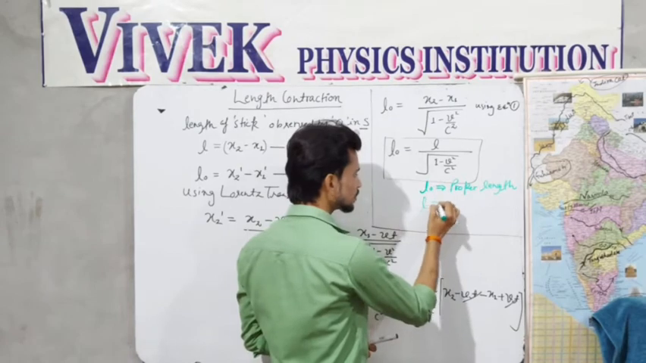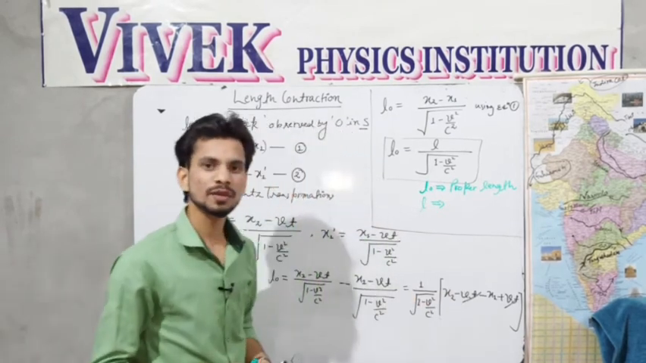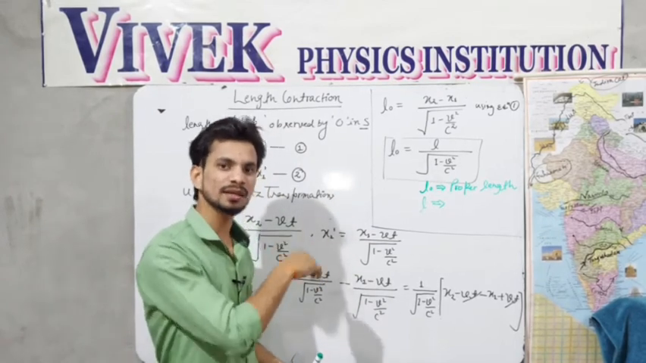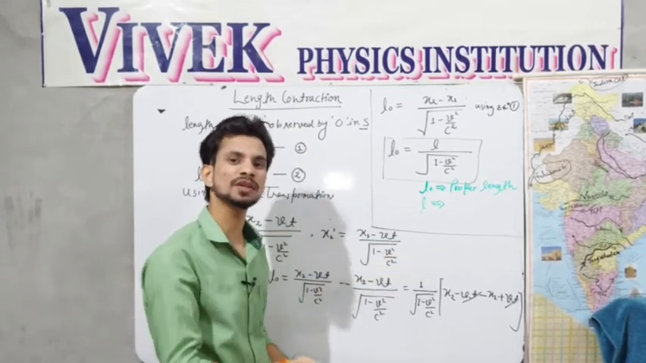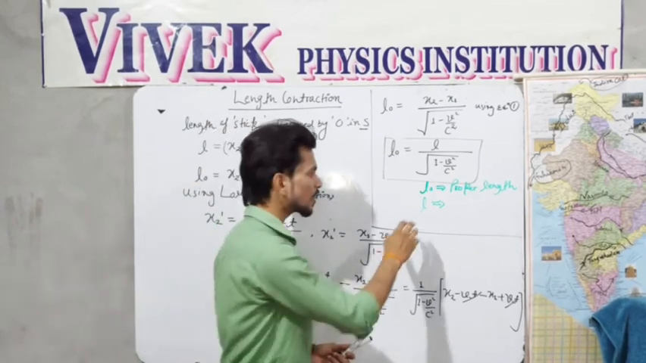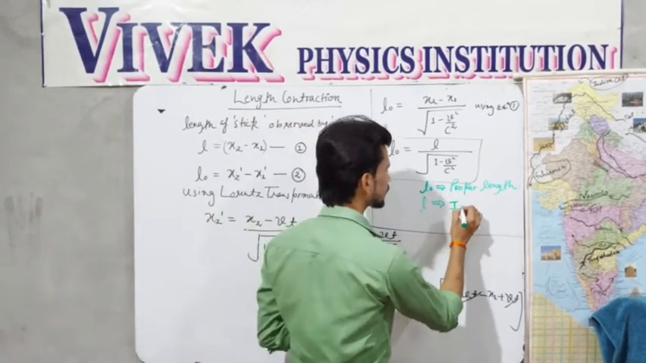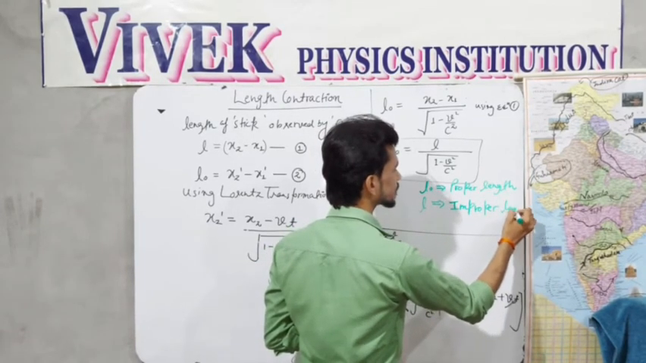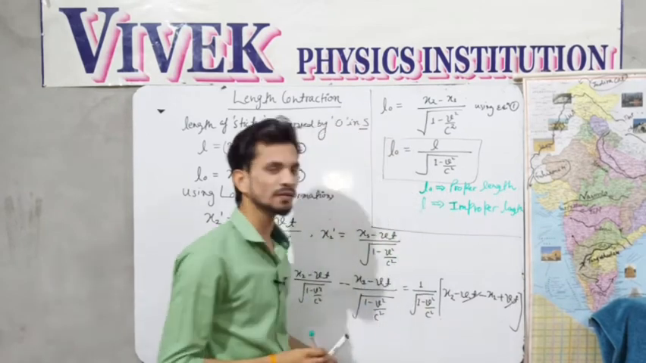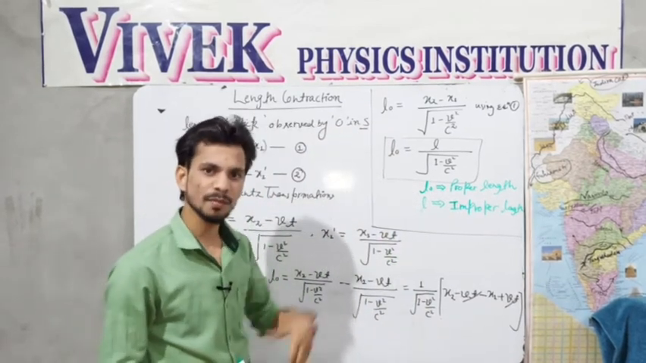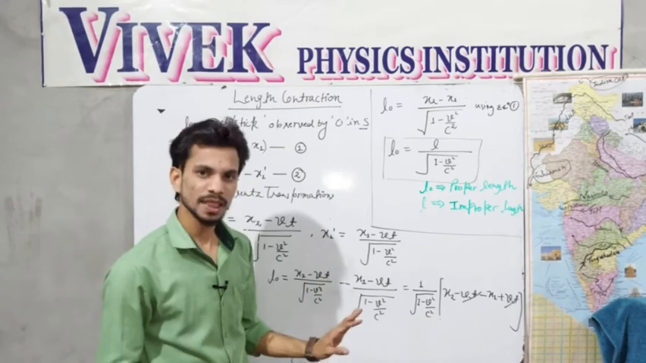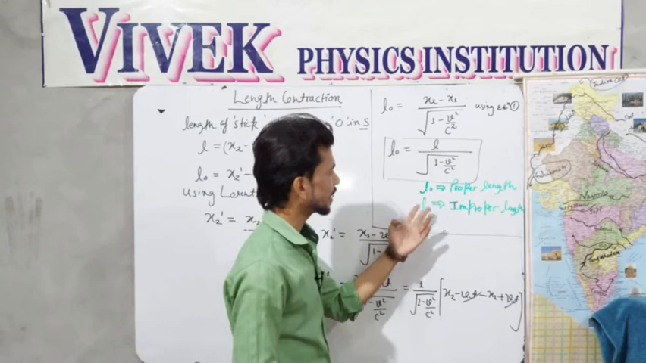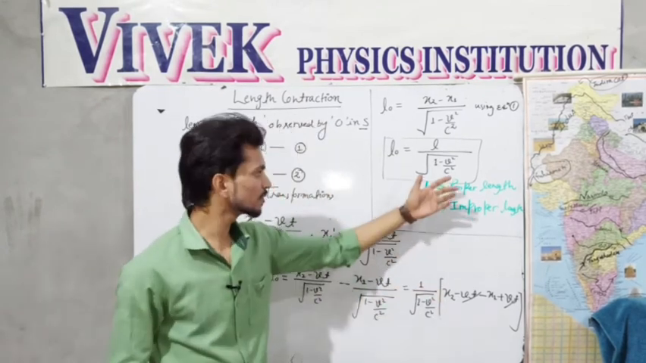And L was the length observed by an observer O placed in the S frame of reference, which was at rest in comparison to S dash, which was moving with velocity v with respect to S. So L naught was the improper length, because this was measured by an observer which was at rest in comparison to S dash. Okay, so now the relation between L naught and L is taken out.